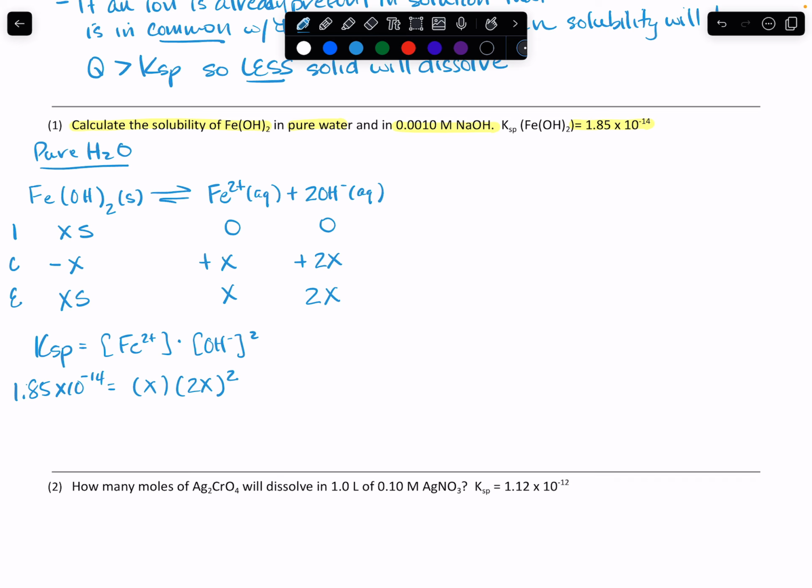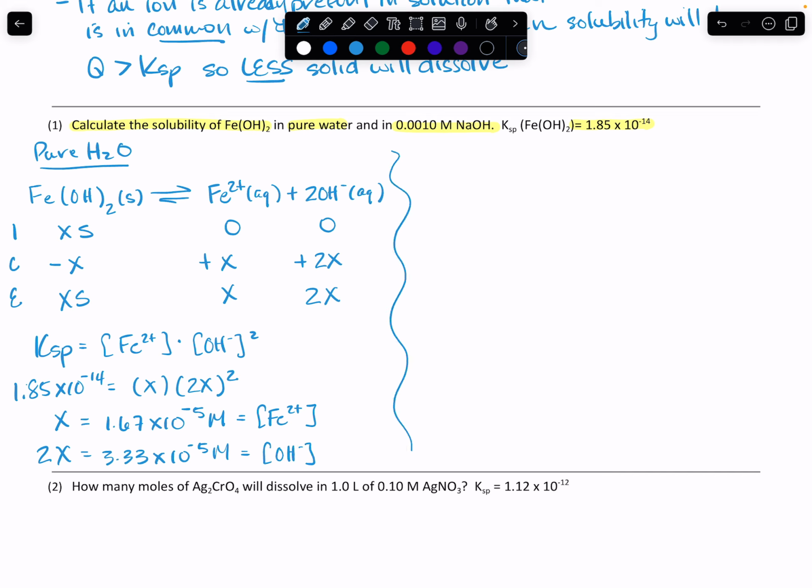So we're going to end up with 4x cubed. Then we're going to divide both sides by 4 and take that cube root. We're going to find that x is equal to 1.67 times 10 to the negative 5th molar. That's going to equal the concentration of the ions, and then 2x is going to be 3.33 times 10 to the negative 5th molar, and that's the amount of hydroxide ions that are present. So that's in pure water.